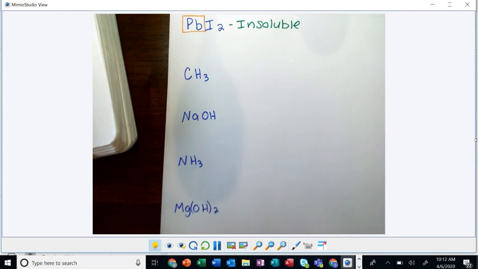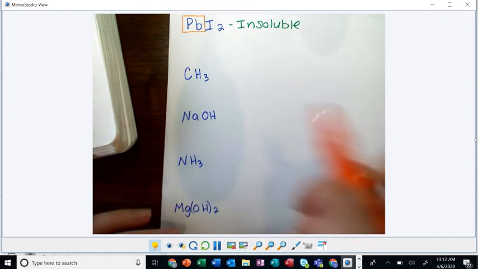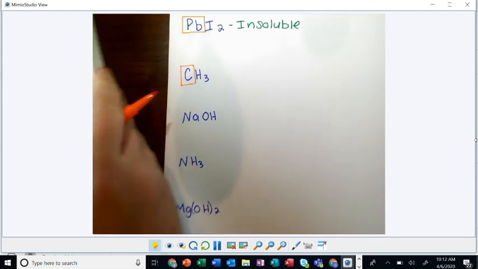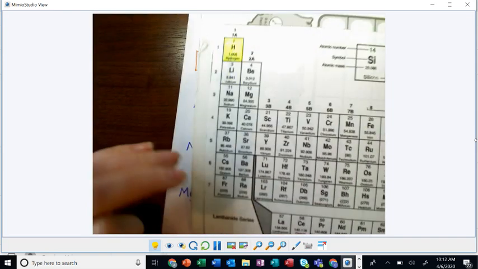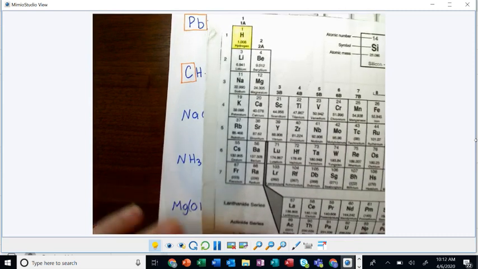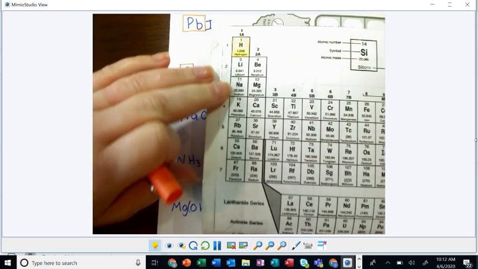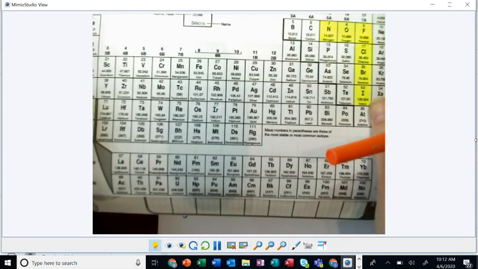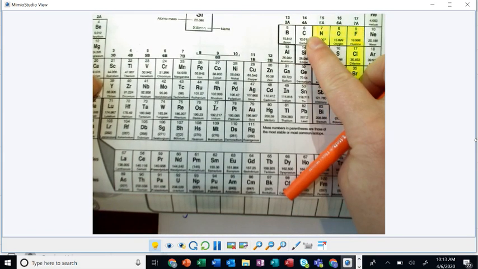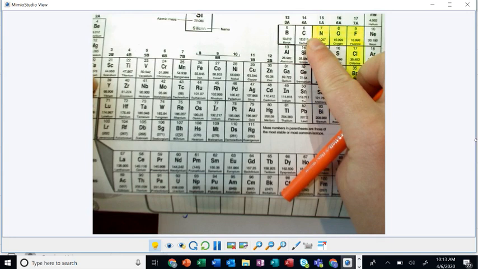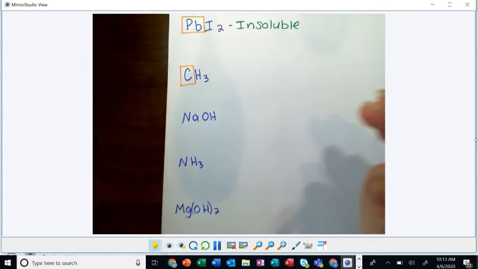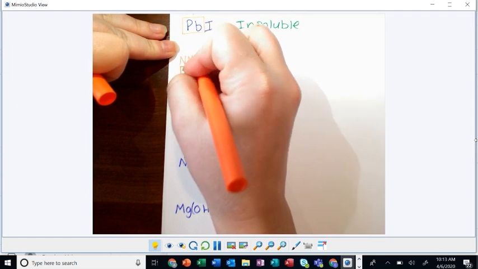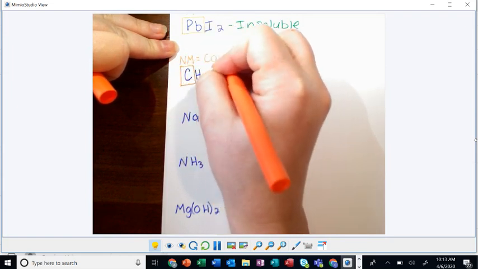All right, moving on to the next one. Put a box around the first element. We are going to look to see if that element is in group 1. C is not in group 1. So now decide if it's a metal or a non-metal. C happens to be up here, which is to the right of the zigzag line, which means that this is a non-metal, which means this is covalent.